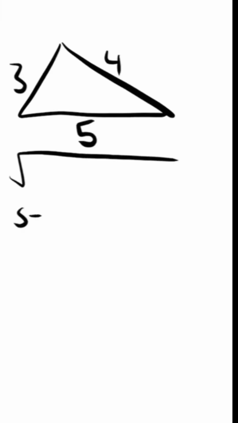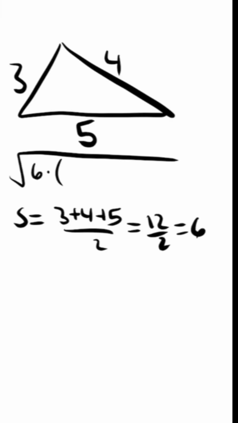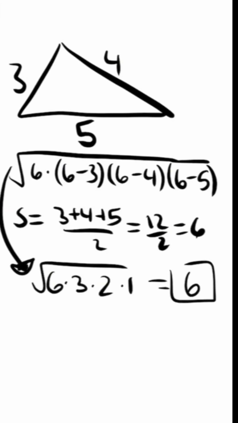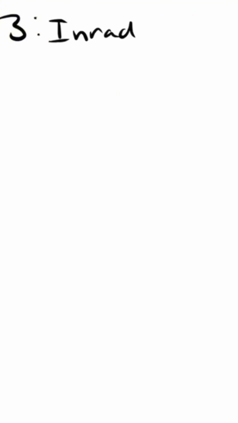So for example, if we had a triangle with sides 3, 4, and 5, obviously this is a right triangle, but we can use Heron's formula too. S would be 6, and we can plug into the formula to get the square root of 6 times 3 times 2 times 1, which would equal 6. Just like if we were to use the base times height formula.